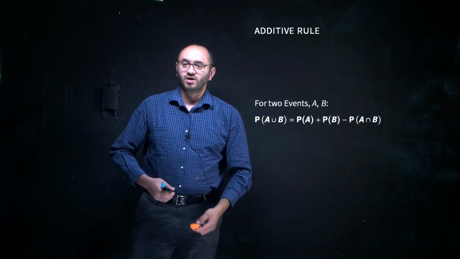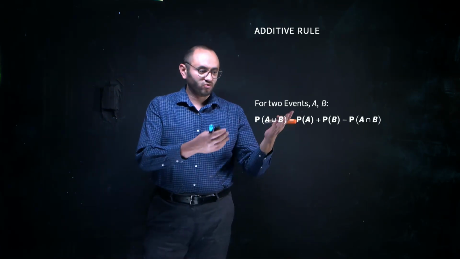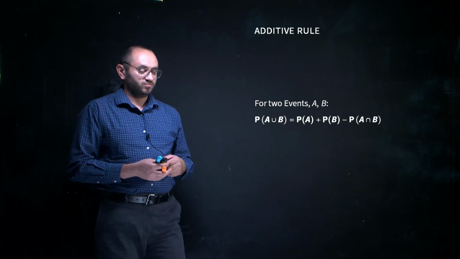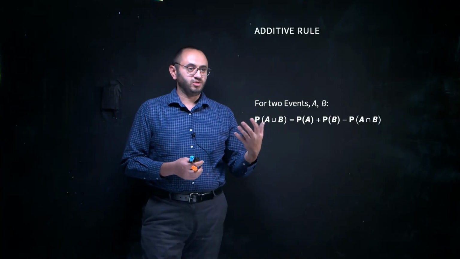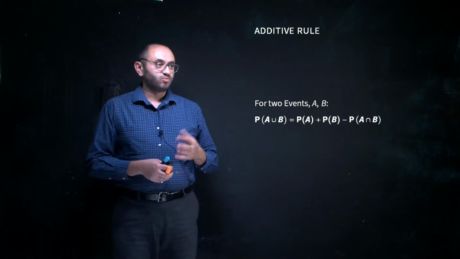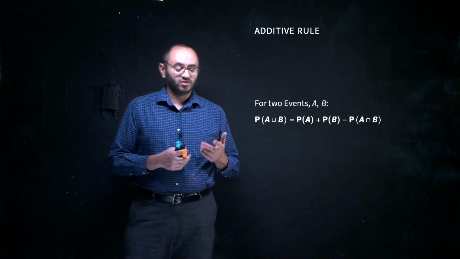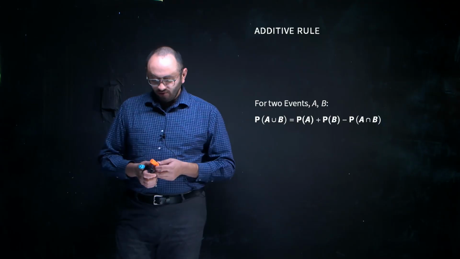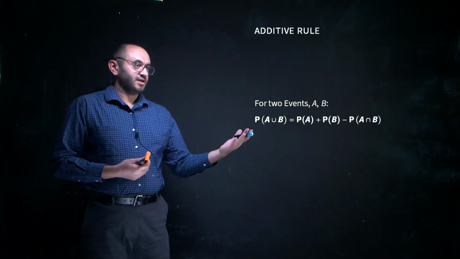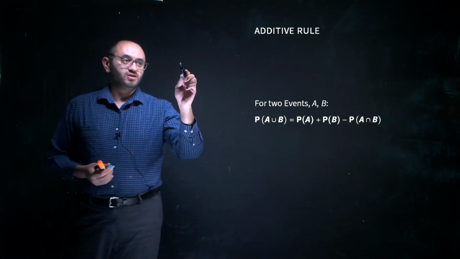All right, next we are going to discuss the additive rule. The additive rule, as you see, for any two events A and B, probability A union B, or you can say probability A or B, equals probability of A plus probability of B minus probability of A intersection B. Some of you may ask this question, why do we subtract probability of the intersection, right? So let me explain here using a Venn diagram.